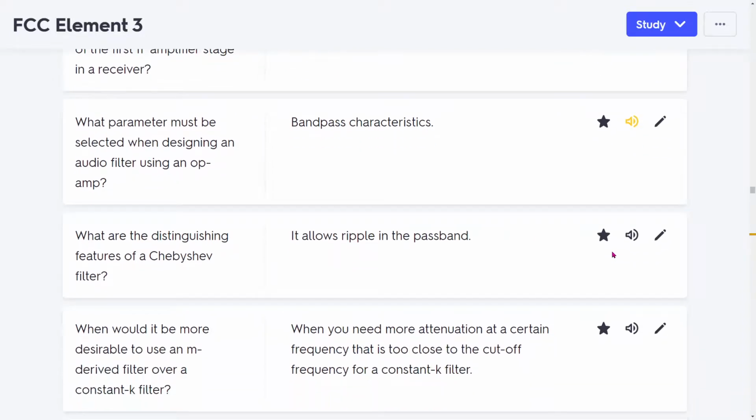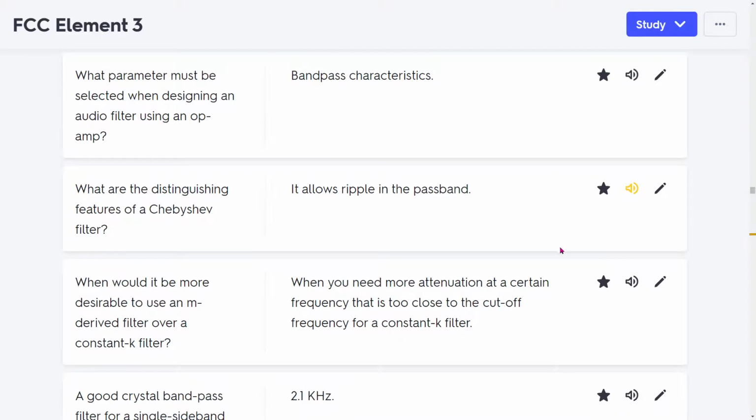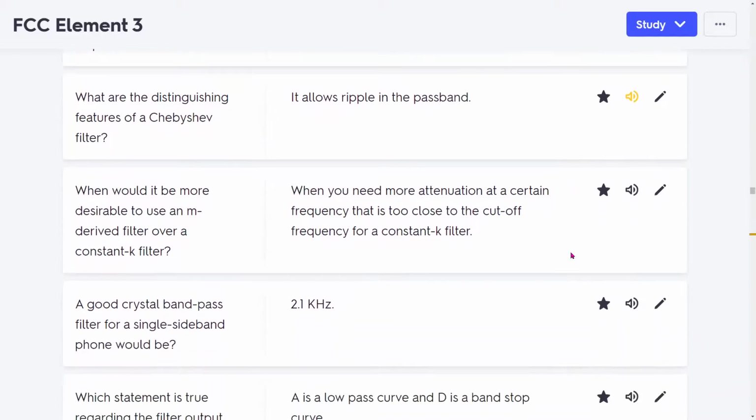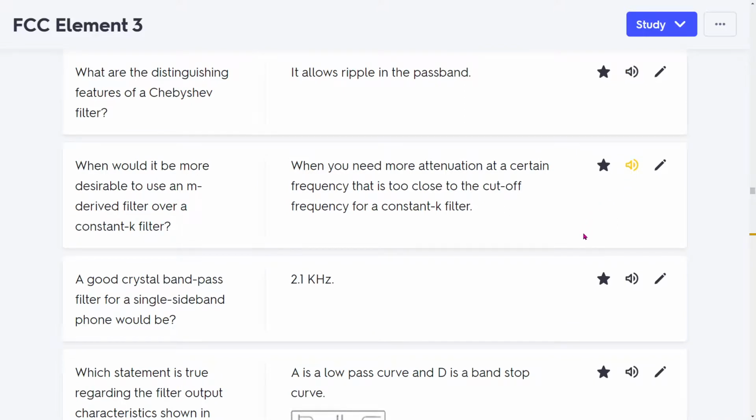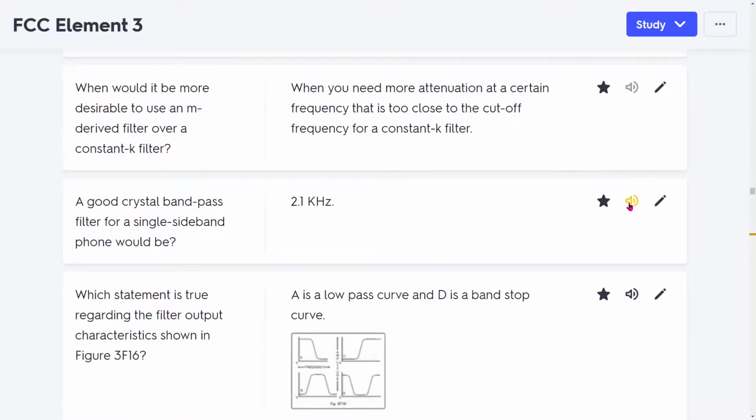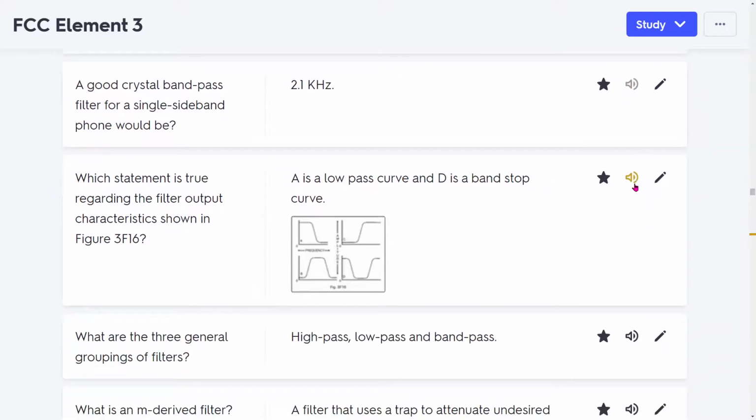What parameter must be selected when designing an audio filter using an op-amp? Bandpass characteristics. What are the distinguishing features of a Chebyshev filter? It allows ripple in the passband. When would it be more desirable to use an M-derived filter over a constant K filter? When you need more attenuation at a certain frequency that is too close to the cutoff frequency for a constant K filter. A good crystal bandpass filter for a single sideband phone would be 2.1 kHz.